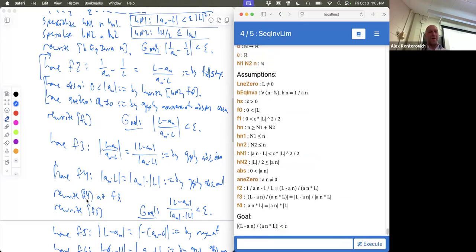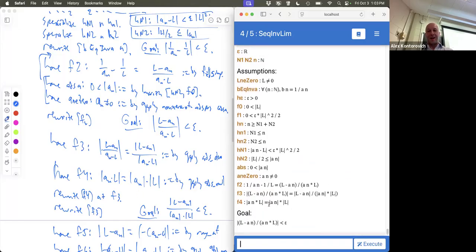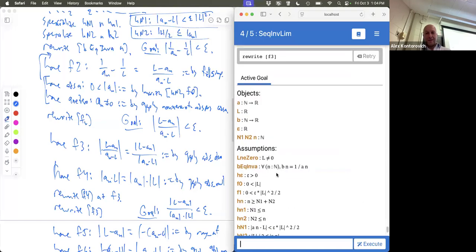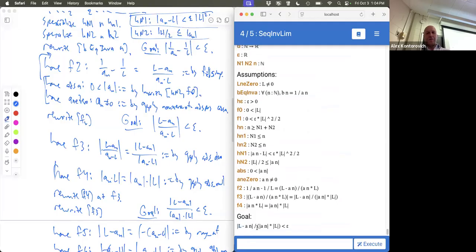Okay, then we said we would rewrite F4 at F3. Rewrite F4 at F3. And then we would rewrite F3 at the goal. But rewrite F3. Okay, so now we've broken up the numerator and denominator. It took that much work to break up the numerator and denominator.